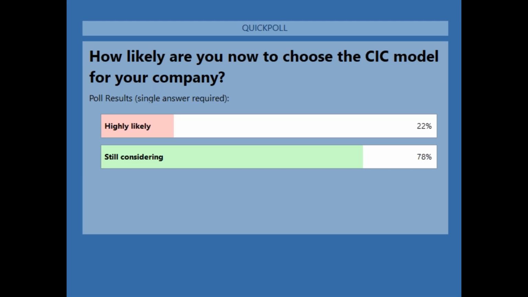I think we've got time for maybe one more. Can I name more than one asset locked body in my articles of association? Yes, you may name as many as you wish. Right, not a problem. Okay, that's a quick one. All right, just one more then.